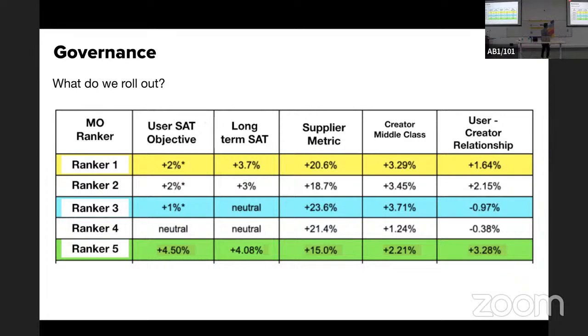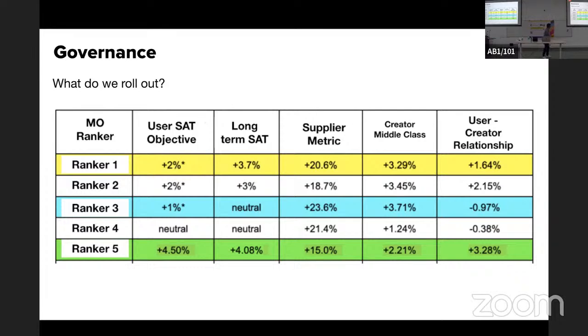Here is an example. I have 5 objectives, right? I have user satisfaction, like short-term session length. I have long-term satisfaction, 7-day return rate. Like, are you coming back more to my platform? I have supplier metric. This could be a proxy for revenue, let's say, that is, are you earning more money or not? Then there is a creator middle class. I care about my creators. And am I beefing up the middle class or the head of the creators as well? And then there's user-creator relationship. So as a product, I care about all these 5 metrics.